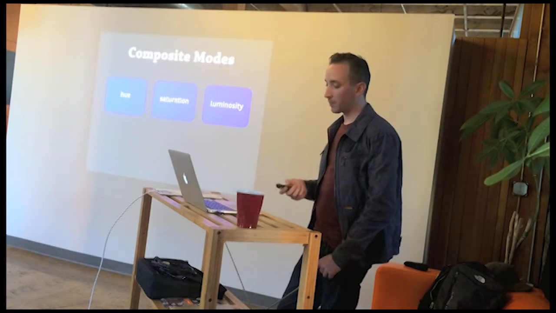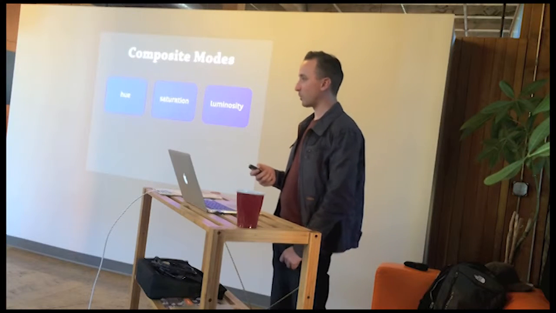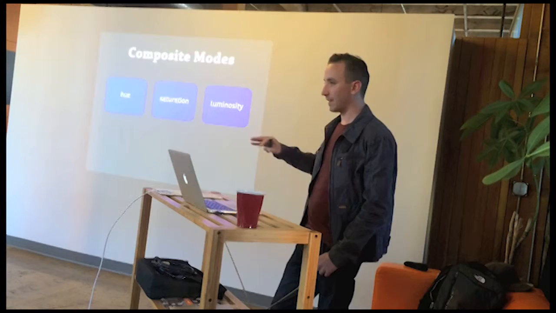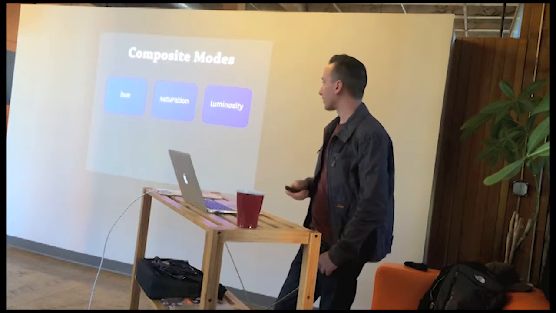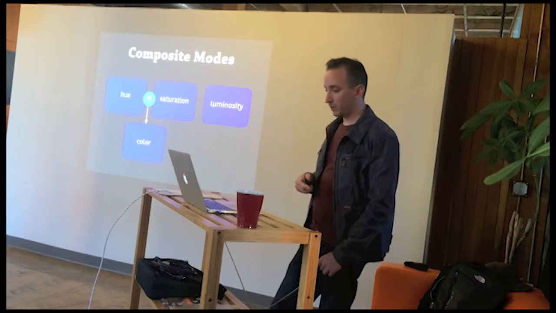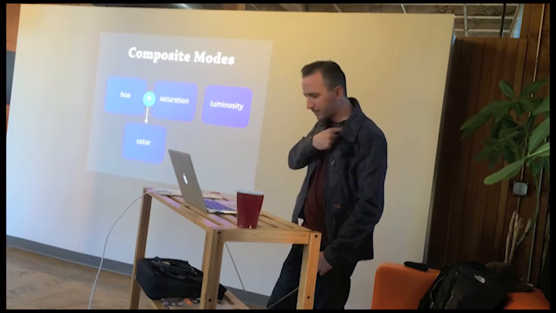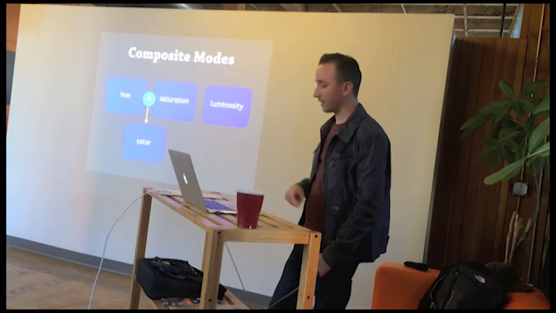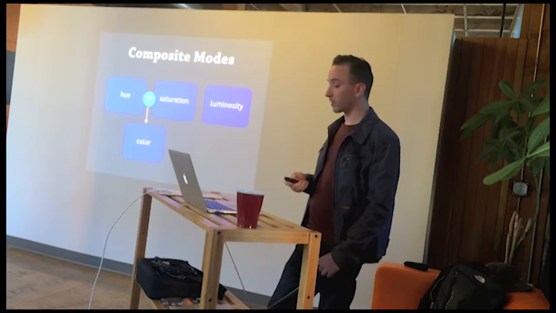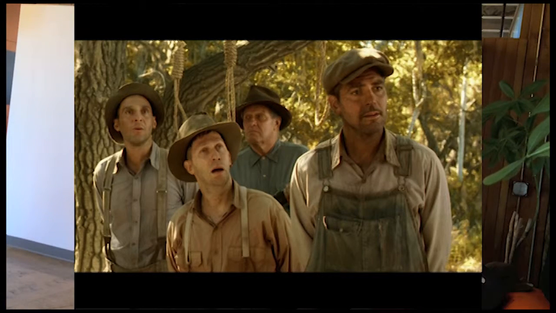And then there are composite modes, which affect images based on each particular color component. Colors are made up of hue, saturation, and luminosity, so these composite modes will kind of attack those singular channels of a color. And there's a fourth one called color, and that one uses hue and saturation as the source, so it combines the two of them. What these composite modes are good for is creating that old-timey wanted poster look.